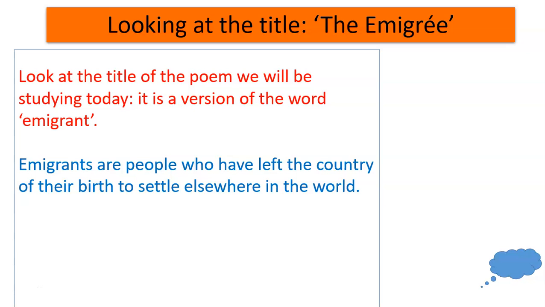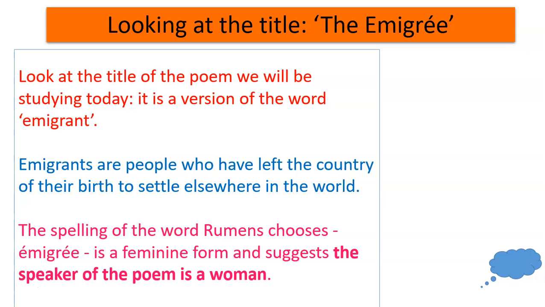In particular, the spelling of the title, The Emigree, that the poet has chosen is the feminine form. So this suggests that the emigree, the person who's actually speaking in the poem and telling their story, is a woman and not a man. So that's just some basic information that you need to jot down either above or next to the title of your poem. At any point in the video, please just pause if you need time to write things down.